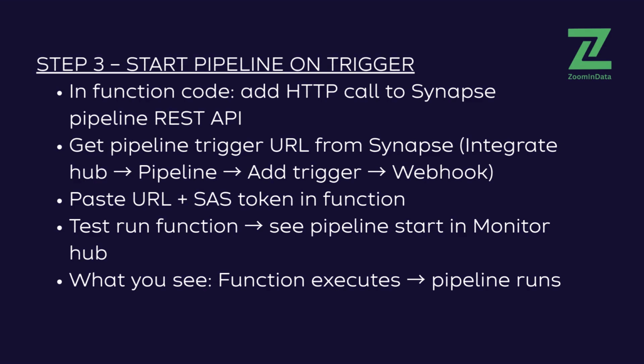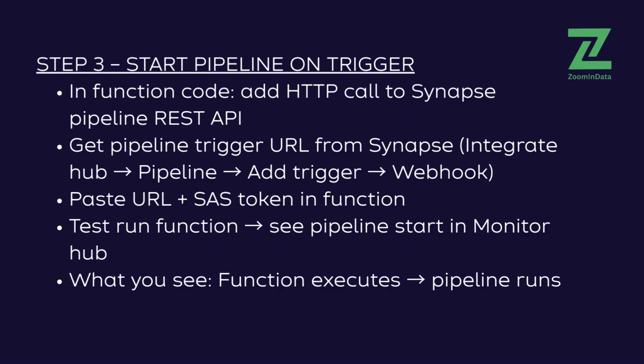Step 3. Make the function start a Synapse pipeline. In Synapse Studio, go to the Integrate Hub. Open your pipeline, add trigger, webhook or REST API. Copy the trigger URL and SAS token. Back in the function code editor, paste a simple HTTP post call to that URL with the SAS token. Save and test the function. Go to the Synapse Monitor Hub. See the pipeline triggered and running.